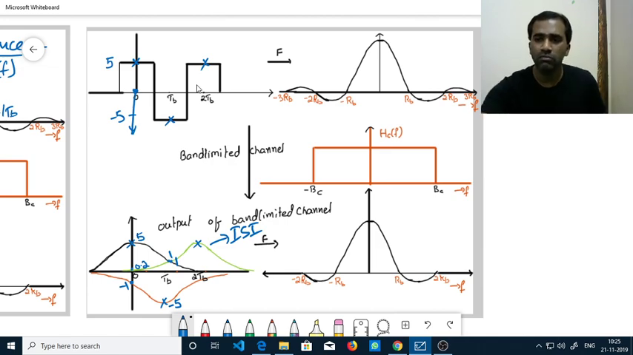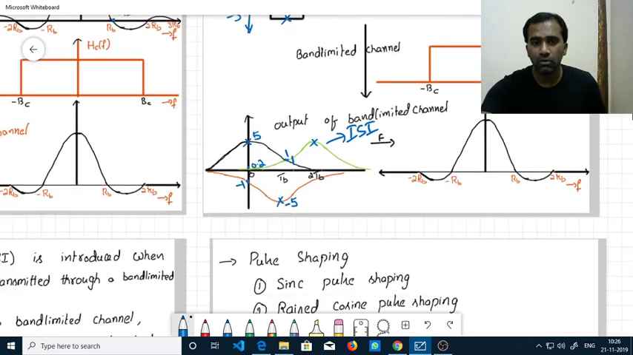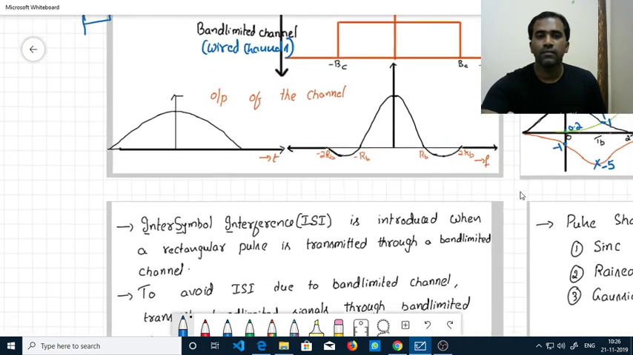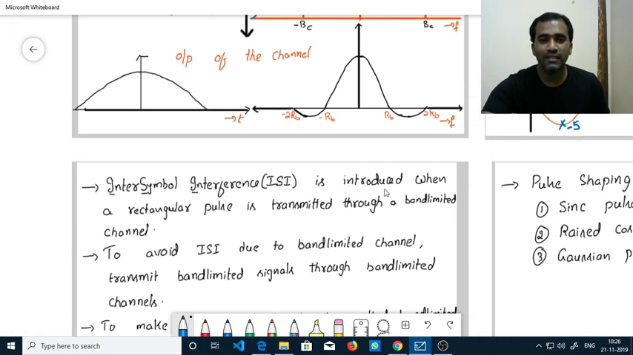So we want to minimize it. How to minimize it? Let us see. Intersymbol interference is introduced when a rectangular pulse is transmitted through a band limited channel. Perfect. So that is what we have learned till now. Intersymbol interference is introduced when a rectangular pulse is transmitted. A rectangular pulse is like what is happening? It is an infinite bandwidth signal, right?